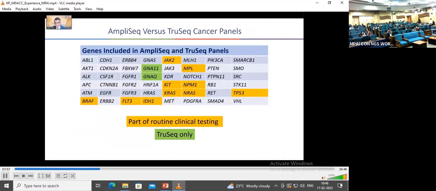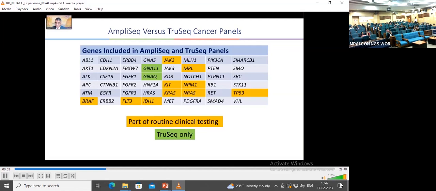We initially started out with the hotspot commercially available panels, by two prominent manufacturers at that time. These are the so-called AmpliSeq or TruSeq based panels, which range from 46 to 50 genes, with a lot of overlap, as you can see here, with maybe some content which is part of one panel but not the other. But largely speaking, there is a lot of overlap except for these two biomarkers, GNAQ and GNA11.